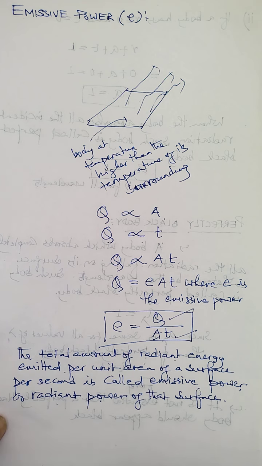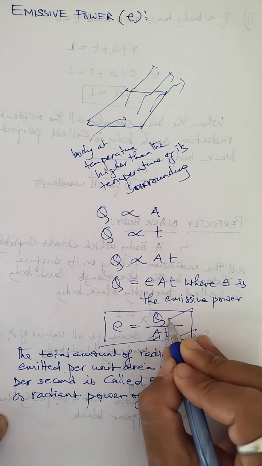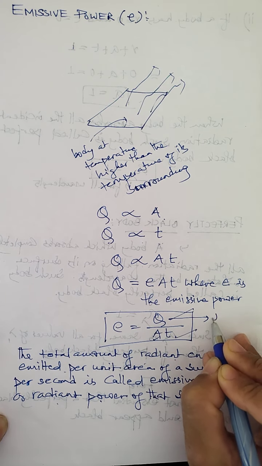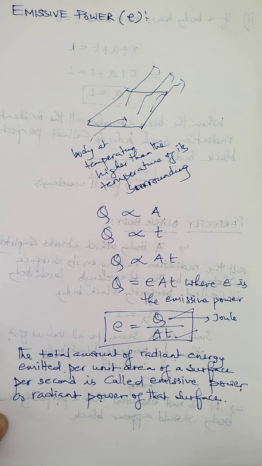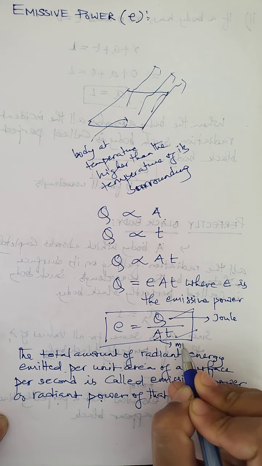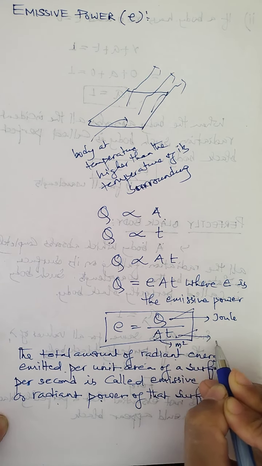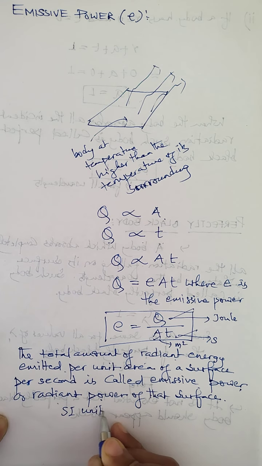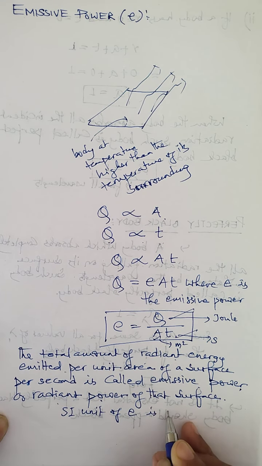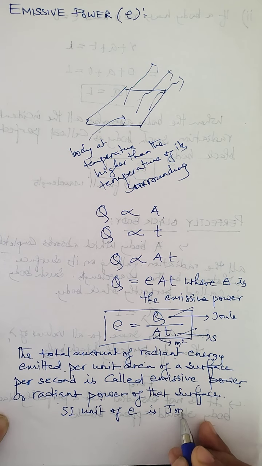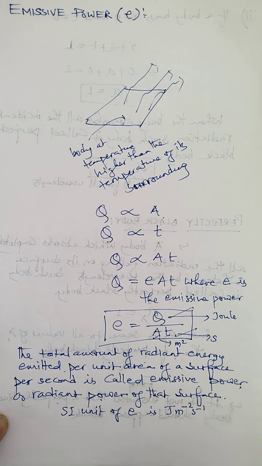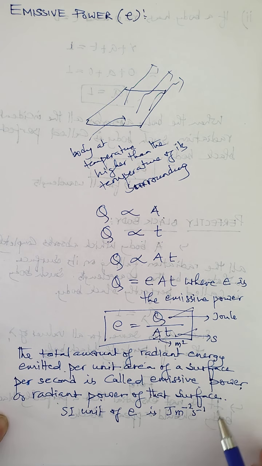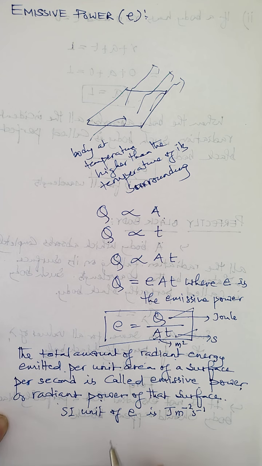Now this emissive power can be measured, and the measurement of emissive power is done by its unit. The unit can be easily expressed. The SI unit of energy is joule. Radiant energy is also in joule. The SI unit of area is meter square. The SI unit of time is second. So we can easily express the SI unit of emissive power. I write the SI unit of E as joule per meter square per second. So the SI unit of emissive power is joule per meter square per second.